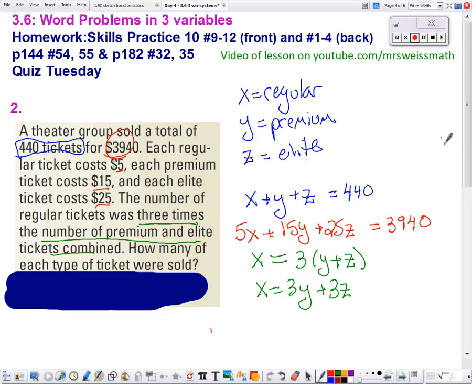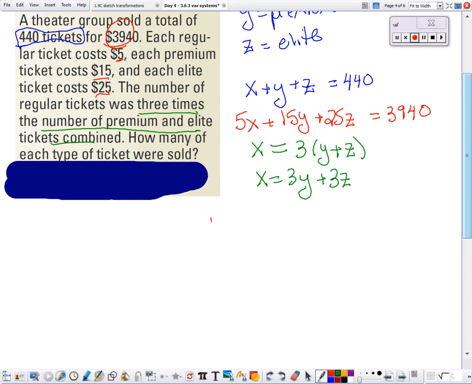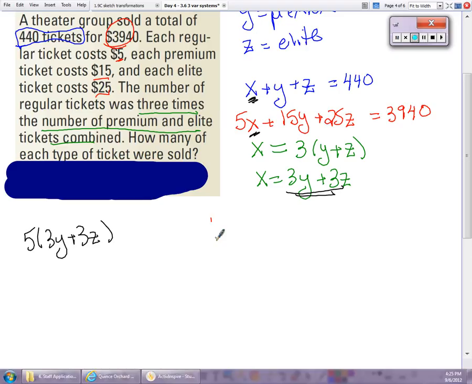So we're going to pause the video so you can use substitution again and solve these 3 equations, and then we're going to come back and check your work. So for substitution, I'm going to take this equation and plug it in for X here and X here. Okay, so I'm going to do the red equation first.